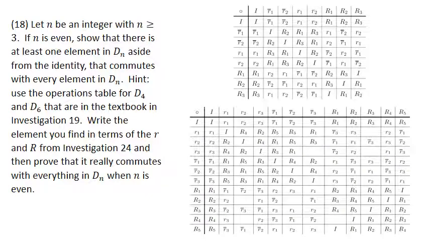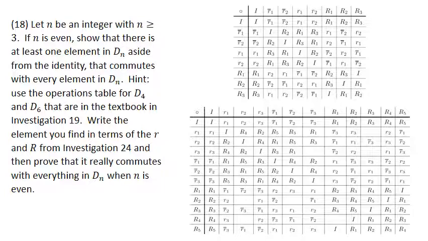All right, so number 18, I'm going to split this over a couple of slides because it's kind of long, or there's just a lot of parts actually. So let n be an integer with n greater than or equal to 3. If n is even, show that there is at least one element in Dn, so that is the dihedral group, in other words, the group of symmetries on polygons, aside from the identity that commutes with every element in Dn.